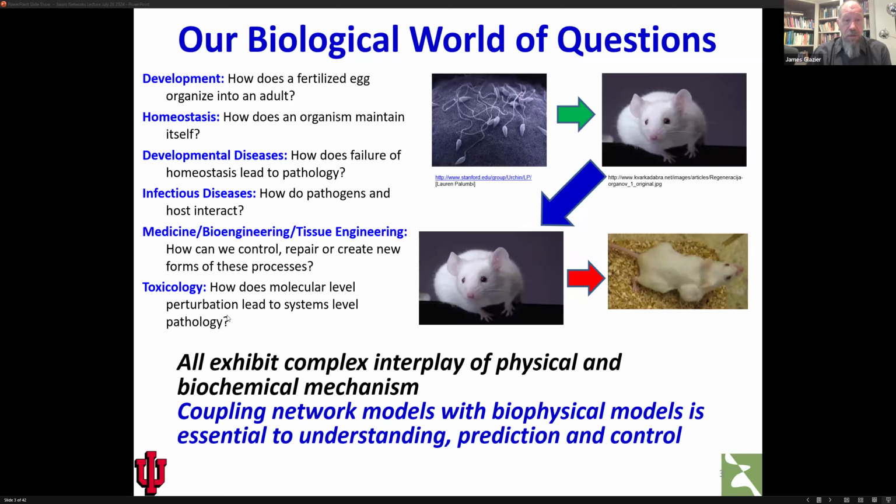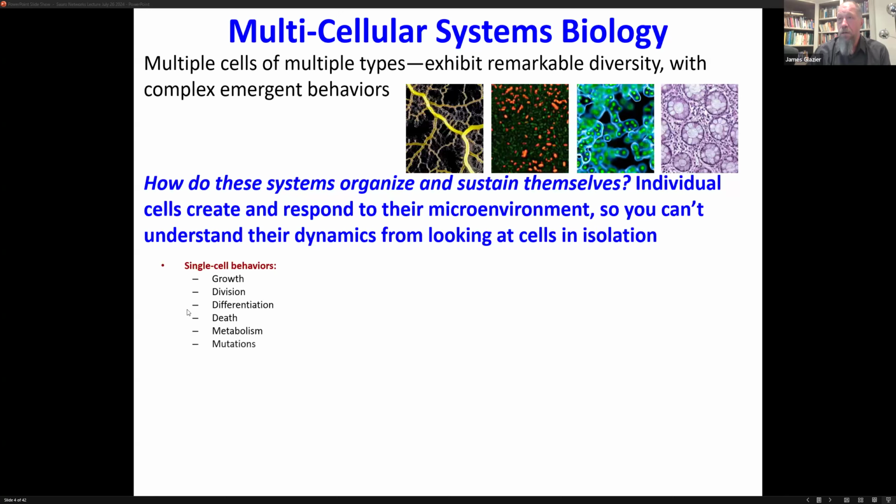A drug treatment is in a sense the flip side of toxicology. In both cases, you're doing a perturbation. In one case, the outcome you hope is what you want. In the other case, it's something you don't want. In all of these cases, you have networks inside of the cells that are controlling their behaviors. And you have a lot of complex interplays between cells, both network-like signaling and also biophysics. And so these are all situations in which you need to understand both network dynamics and mechanics and physics. You might call this multicellular systems biology.